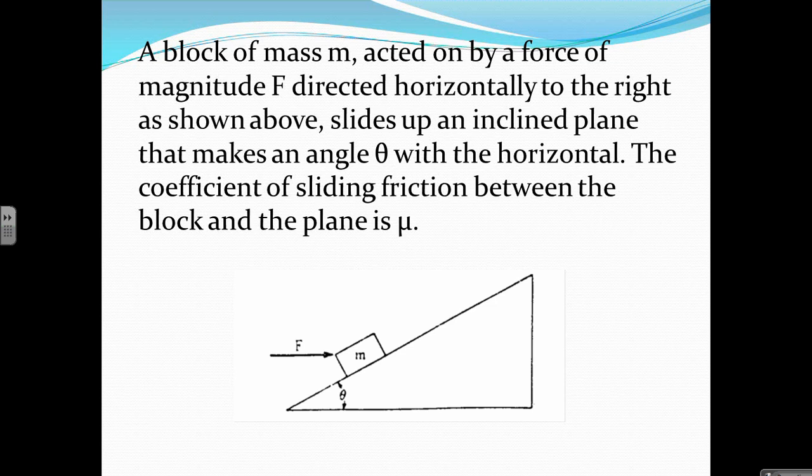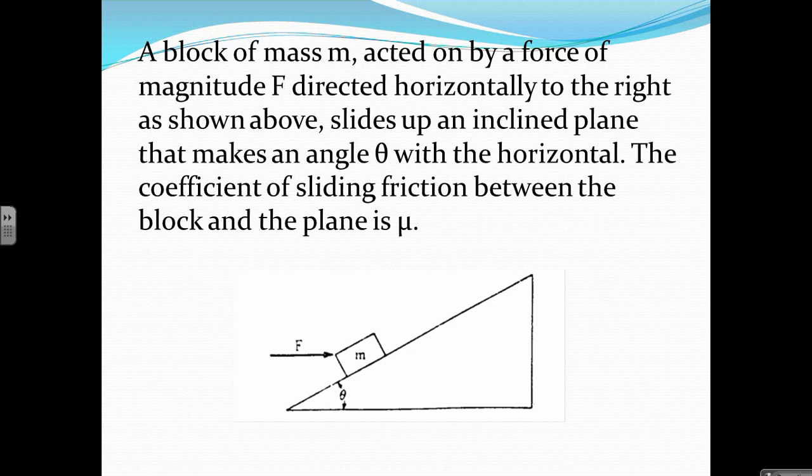If you're looking at an AP style problem, that last one being an honors style problem, here we have a similar scenario, except gravity is not the only thing acting on this box. We have a horizontal force acting on it. The problem reads: a block of mass m, acted upon by a force of magnitude F directed horizontally to the right as shown below, slides up an inclined plane that makes an angle theta with the horizontal. The coefficient of sliding friction between this block and the plane is mu.